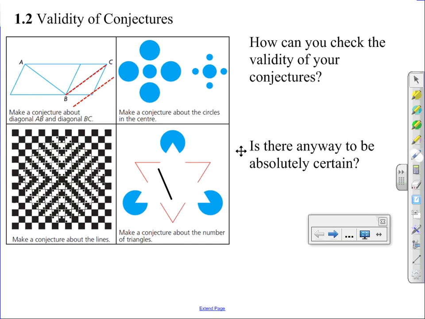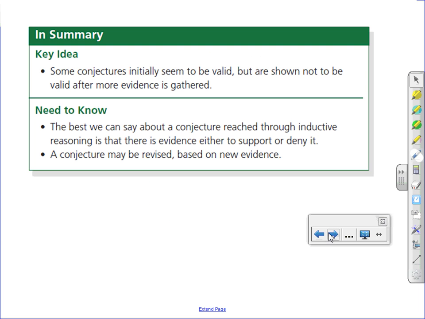And then with the circles, it's the same thing. So the questions that you're going to have to deal with today are, can you actually show that something is true or not? How do you know if it's true for sure? And can you say that it is absolutely true? It's important for you to know that you may revise a conjecture if you find something new, as in you can say it's false. And as long as you're using this inductive reasoning, which means collecting evidence, you're going to be good to go.